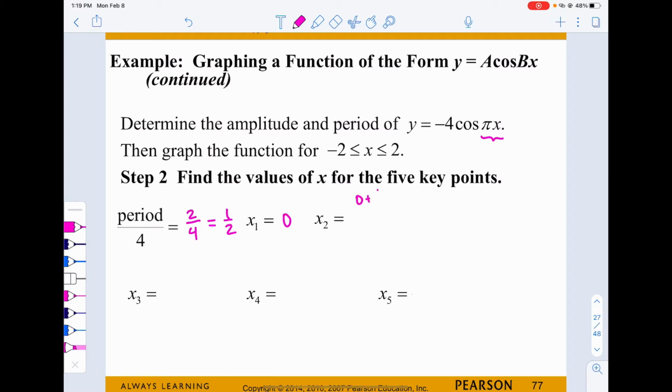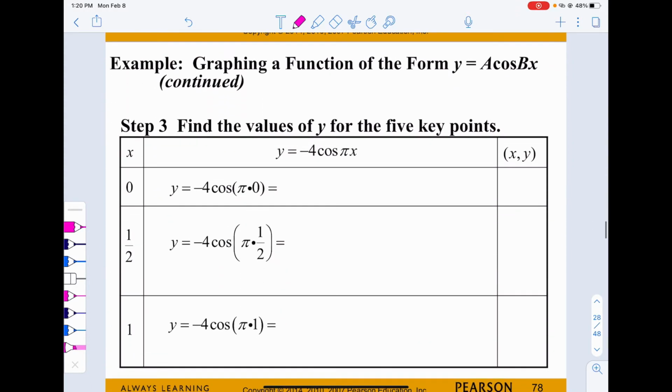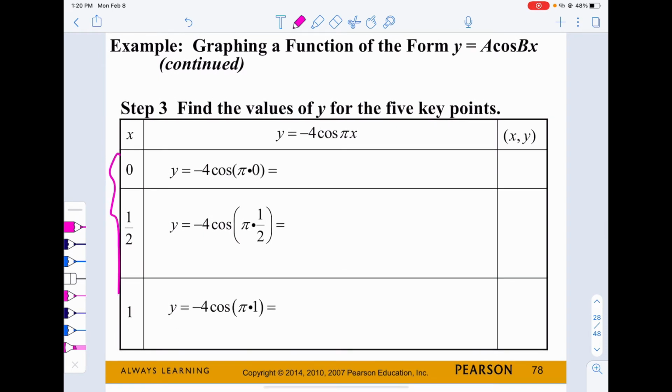So if I take 0 and add 1/2, our x2 value is going to be 1/2. If I take 1/2 and add 1/2, we're going to end up with 1. If I take 1 and add 1/2, I'd have 1.5, or if you want to call it 3/2, either way. And then our x5 value is going to be taking that 3/2, adding 1/2, which gives us 4/2, which is equal to 2. So now that we have those 5 key points, we take it to our table. We fill in our 5 key points, and then we evaluate our function for those.